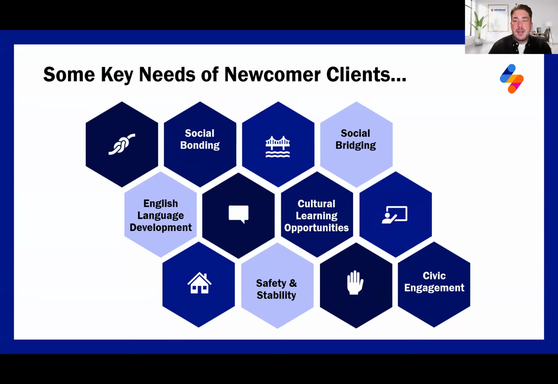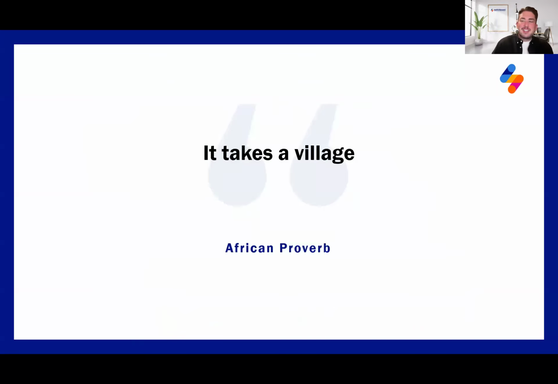Keeping all of these pathways in mind gives us a clear picture of what's at stake when we talk about resource mapping. It's not just a technical exercise. It's about ensuring families can access the full range of supports they need to rebuild their lives. There's a proverb, I'm sure all of us know, that says, "It takes a village." And when it comes to welcoming newcomers, it's not just a nice saying, right?